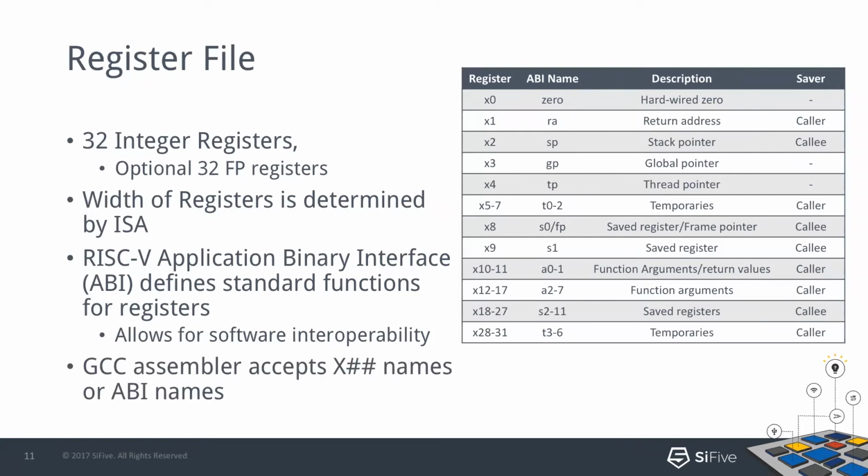Just to note that the GCC assembler accepts both register name formats, so the X register names as well as the ABI names, for example, S0 or T1.